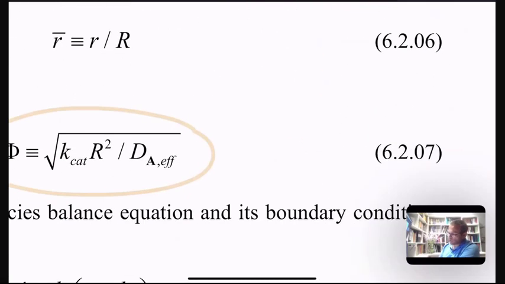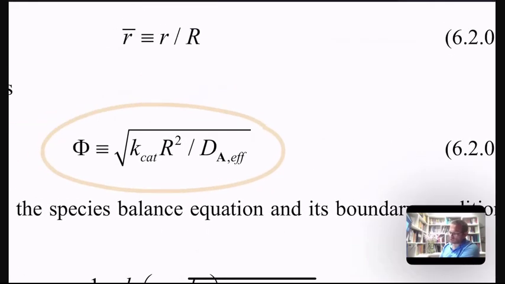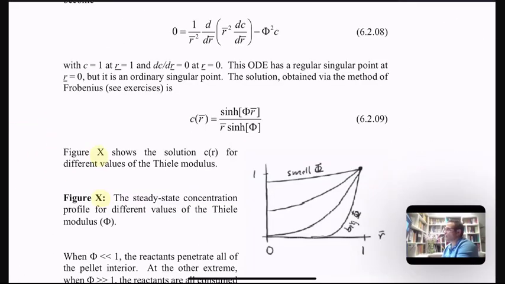So that one parameter is going to govern the nature of the solutions all by itself. Okay, so we've arrived here at this equation, and it has just this one parameter, phi squared, the Thiele modulus squared. And so the rest of this is just a math problem to go through and identify the nature of the solutions of this problem and hopefully put them to use.